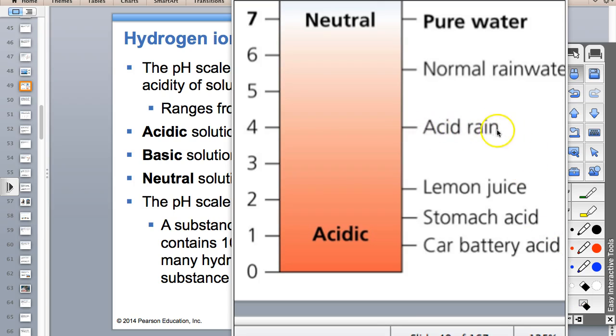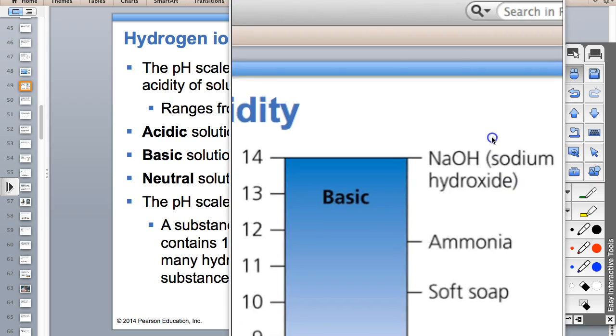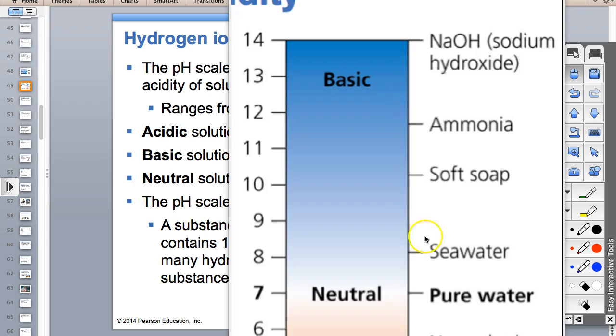Acid rain is usually below 4. Lemon juice is around 2. Car battery acid is around 0.5. And you can actually have a pH less than 0 because it's on an exponential logarithmic scale. That's fun. Take chemistry with me and I'll explain more. Anyway, 14 is as high as you get on this basic scale. It can actually be above 14, but let's just go with it. Soap is basic. Seawater is basic. So those are some things with that.